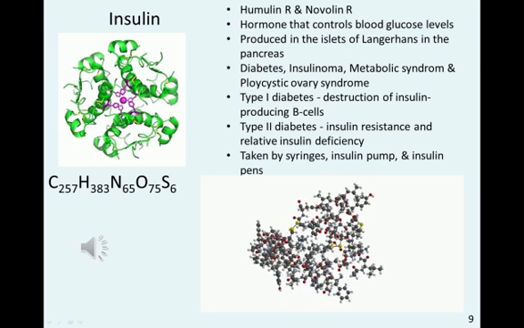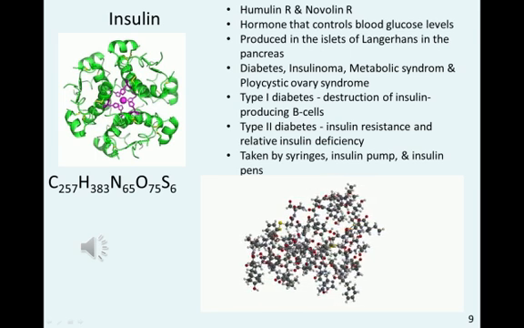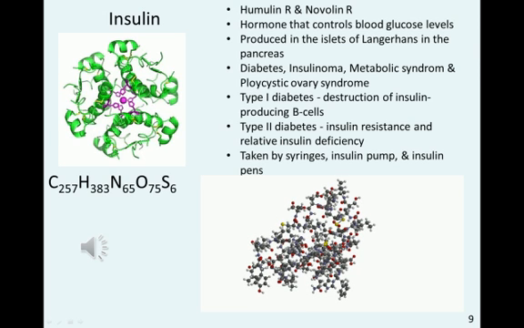Insulin is a hormone that controls blood glucose levels. Some trade names are Humulin R and Novolin R. The failure of production of insulin can cause diabetes, insulinoma, metabolic syndrome, and polycystic ovary syndrome. The destruction of insulin-producing beta cells is known as type 1 diabetes, and insulin-resistant and relative insulin deficiencies is known as type 2 diabetes.